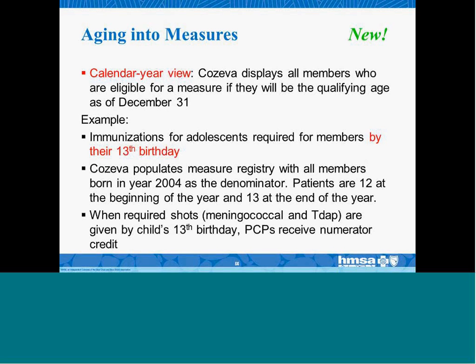So here are some pointers on patients aging into measures. Essentially, if a child will turn the qualifying age for that measure by the end of the year, then you're going to see that red dot in COSEVA saying that you need to address the measure. So for instance, if your child is 12 years old when you see them in February, but their birthday is in December, you're going to see a red dot indicating they're due for a meningococcal and Tdap immunization. So you can go ahead and plan ahead of time how to close gaps for patients who are aging into measures.